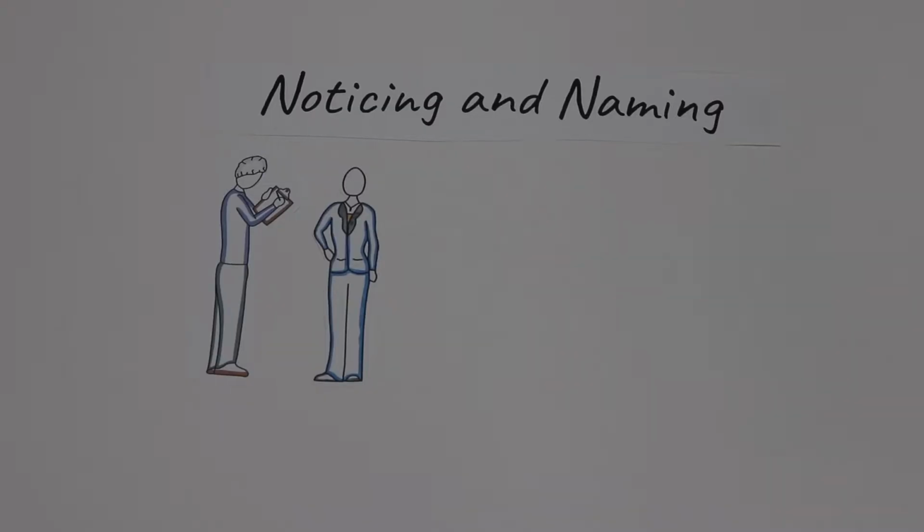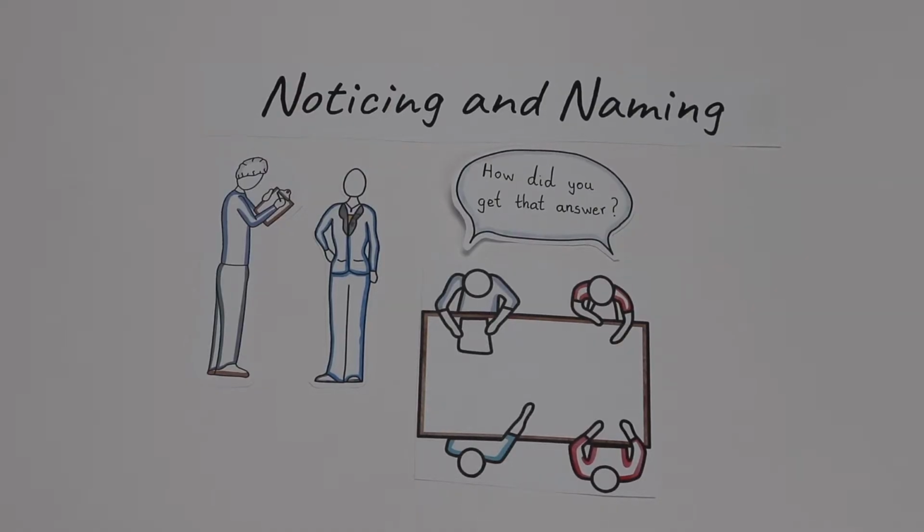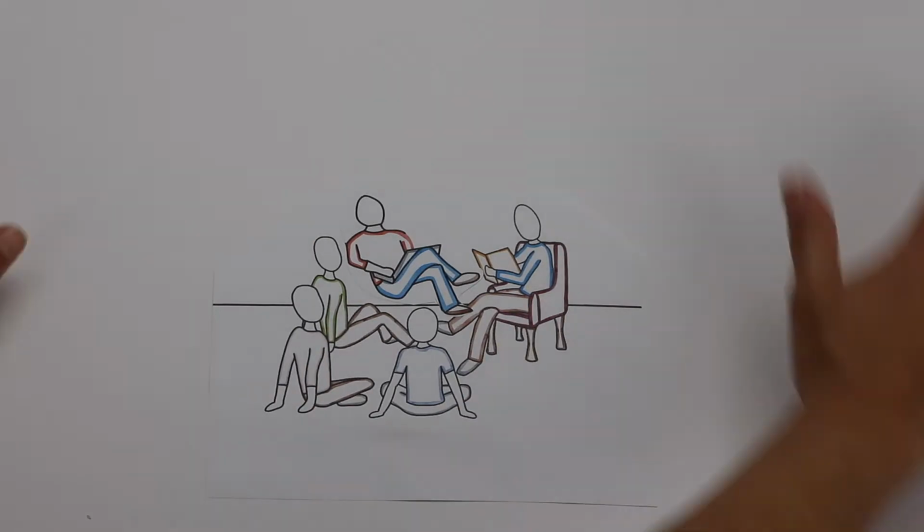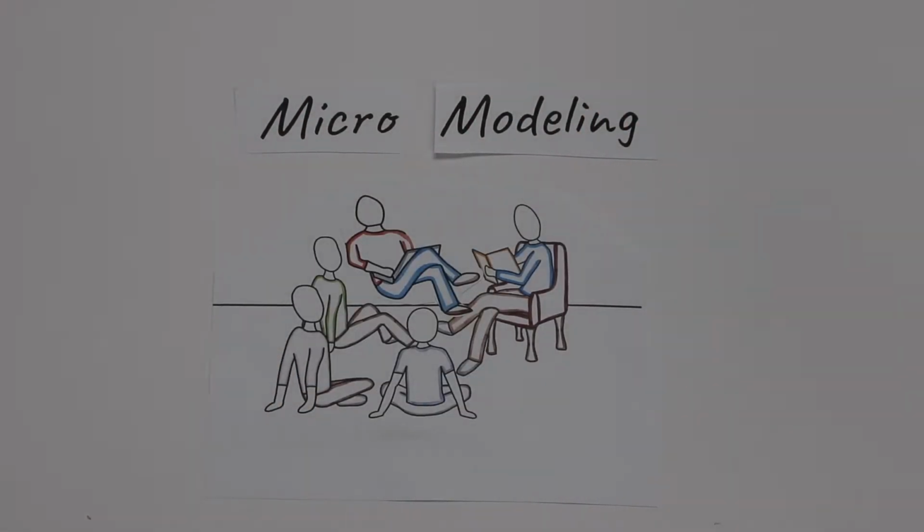Noticing and naming. Before the lesson, the coach and the teacher decide what they are looking for as evidence of learning. Together during the lesson, they will collect evidence of this learning that will inform future instructional decision-making. Micromodeling. The coach models a small part of the lesson.